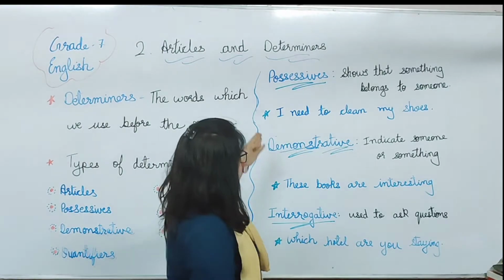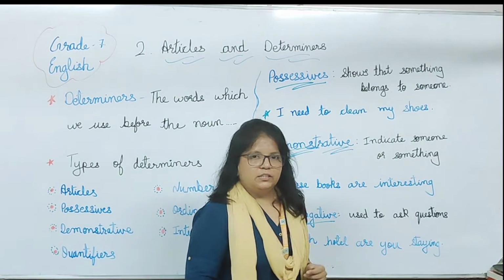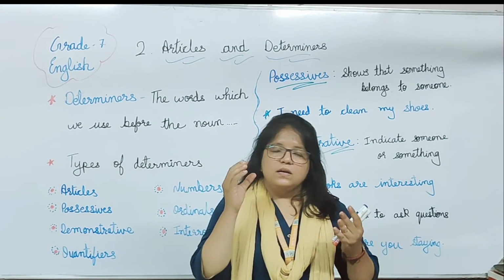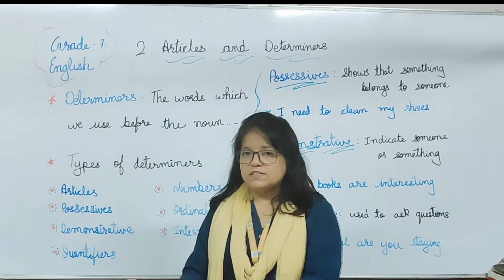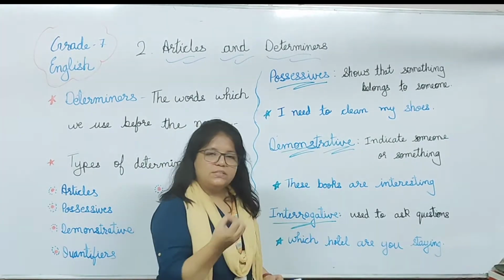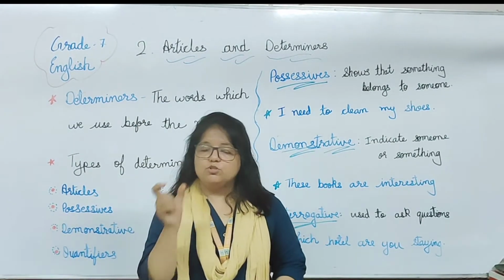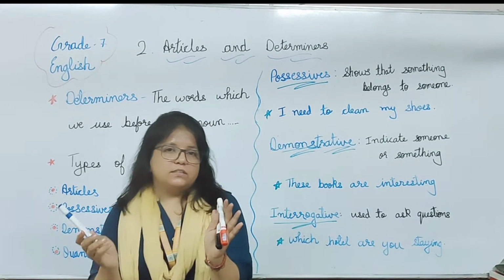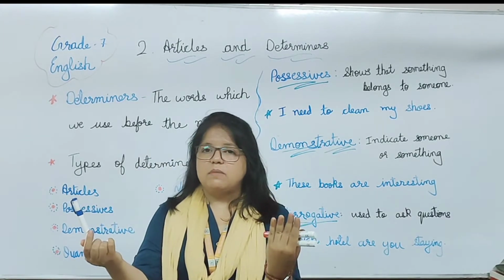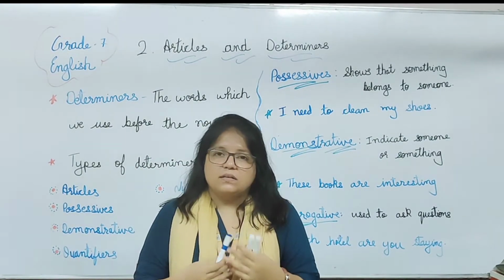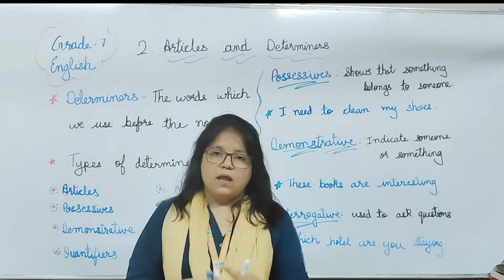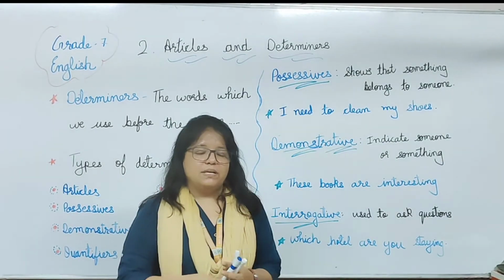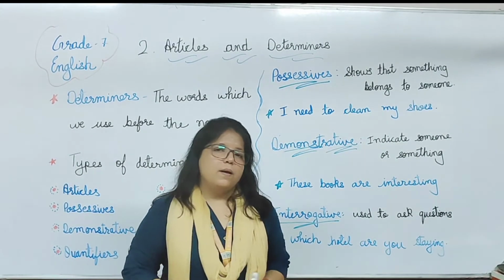Next are possessive, demonstrative and interrogative determiners. Possessive, with the word itself we can understand, means the word which describes possessiveness, to specify the things that belong to someone. For example, I am having markers. Whose are these markers? Mine. These markers are mine. I am going to write with my markers, meaning I am specifying that the markers are mine.